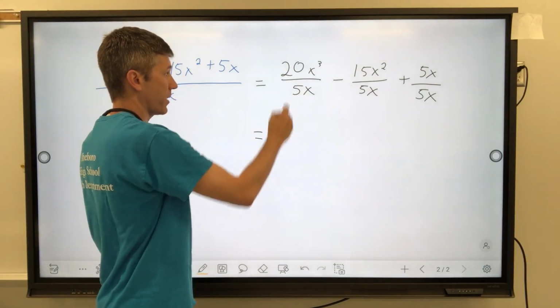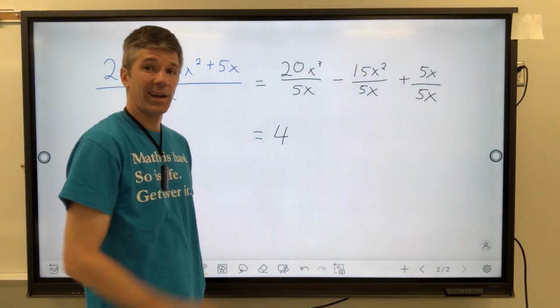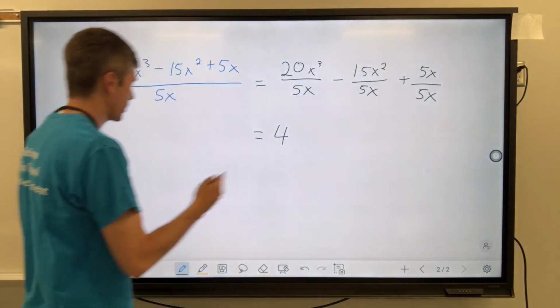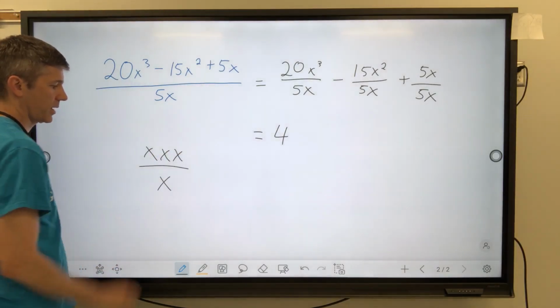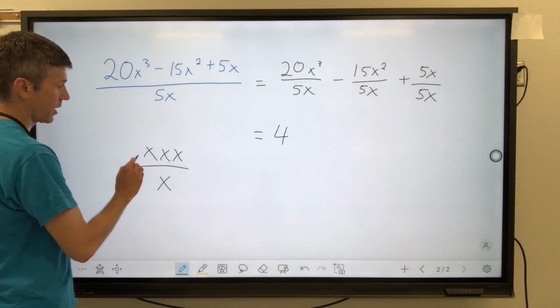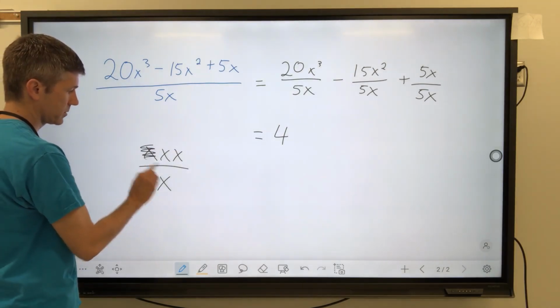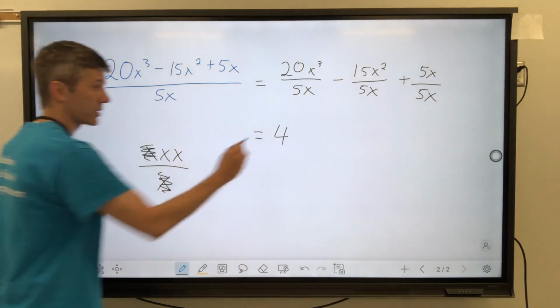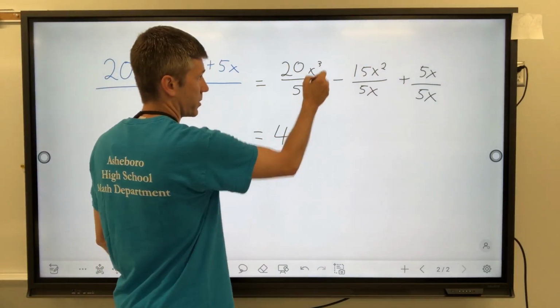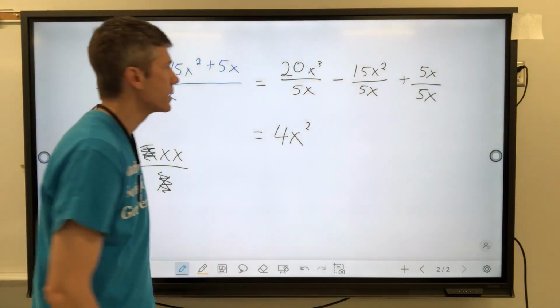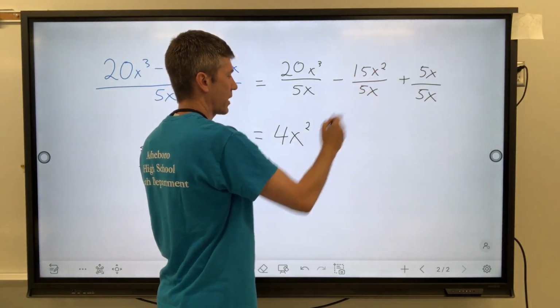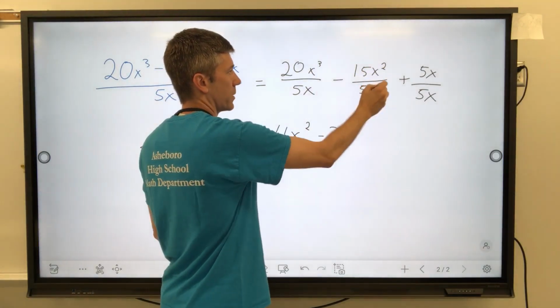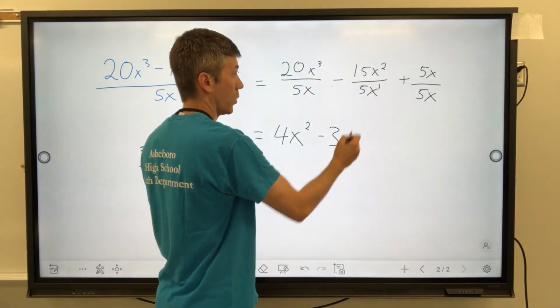Okay, well, 20 divided by 5 is 4. And x cubed divided by x, and if you want to get all technical about it, x cubed is this, and x is that. And if you're going to cancel out pairs, numerator and denominator, you do that, and you're left with x squared. So shortcut, 3 minus 1. Just saying. All right, 15x squared over 5x. 15 divided by 5 is 3. 2 minus 1 is, well, 1.